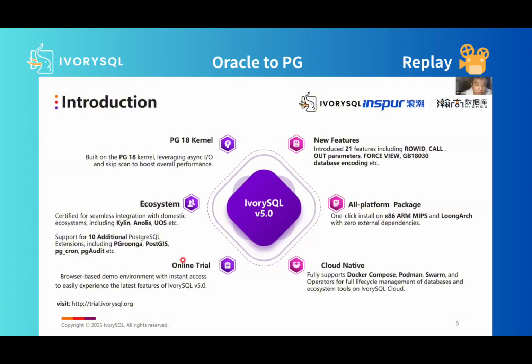We also built an online trial system. Open your browser and input this website, and you can try out our latest new features. The last is about cloud native deployment. You can use Docker Compose, Podman, Swarm, Kubernetes with Helm chart, or operators on IvorySQL Cloud.